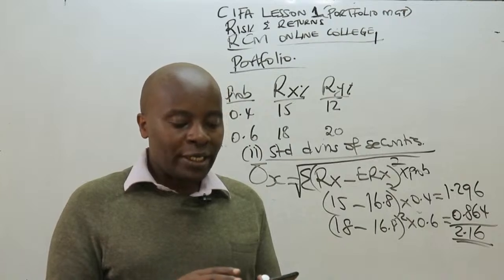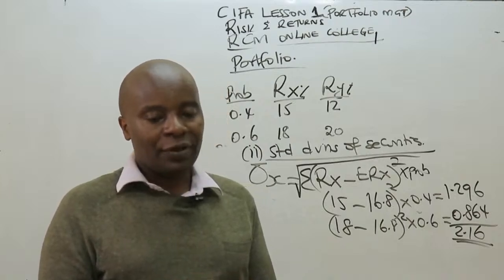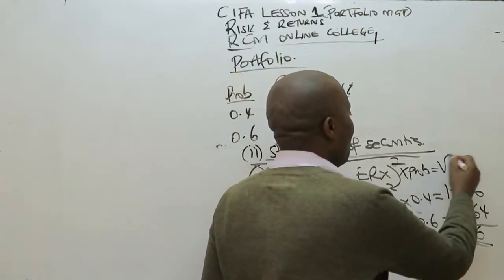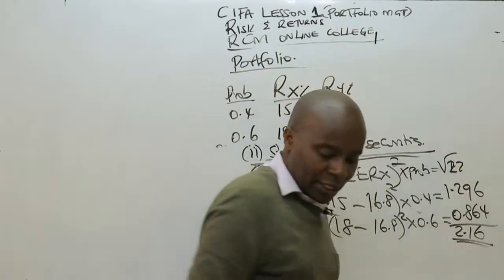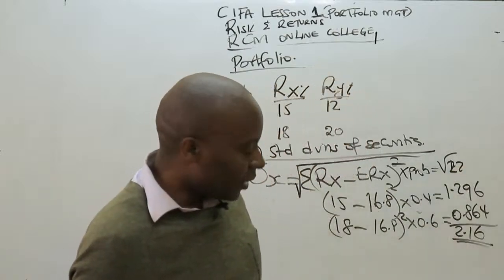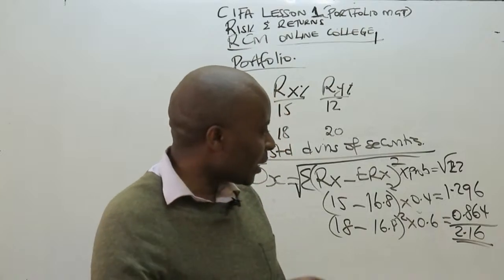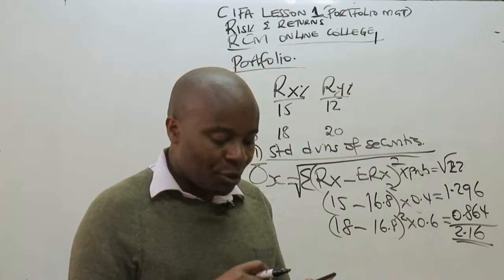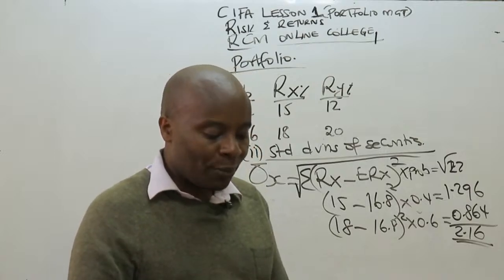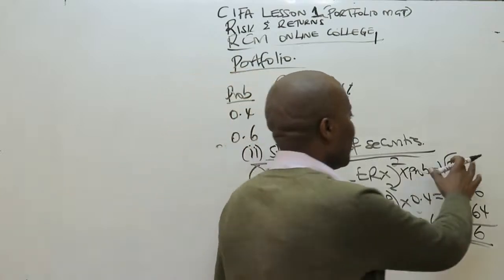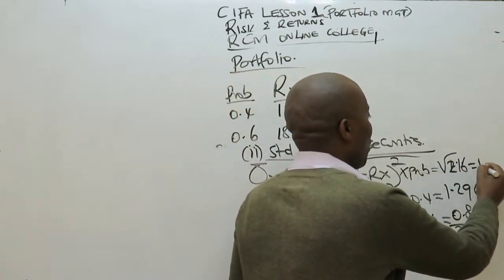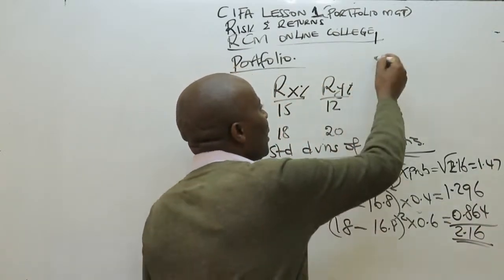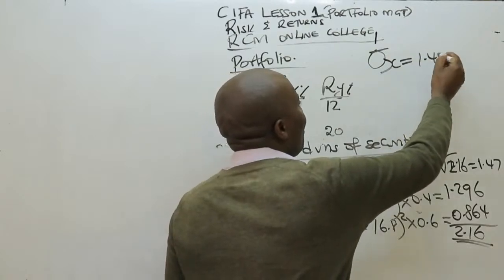Square root of 2.16, I can see 1.47. Let me check again. Square root of 2.16, yeah, it's 1.47. I'll have to save this somewhere. Standard deviation of X is 1.47.